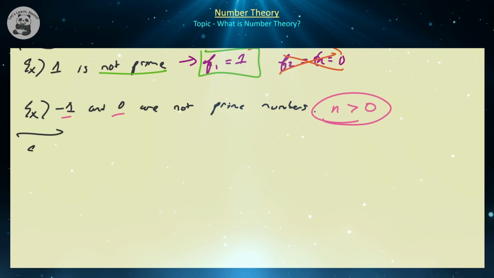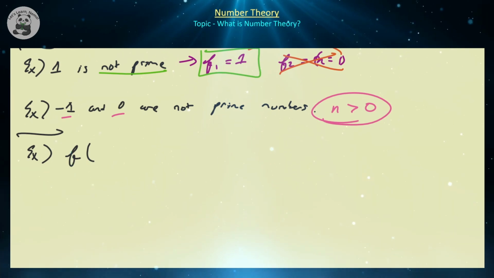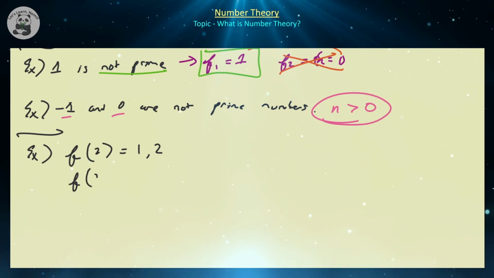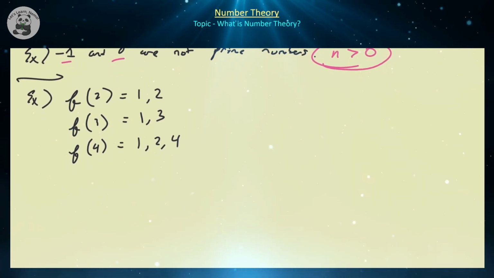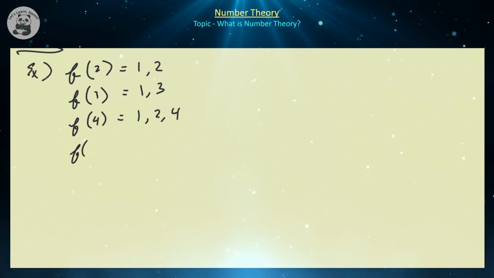So let's look at a few of the numbers greater than or equal to 2 and look at their factors. Let us assume f is a function that produces the factors of a number. In particular, the factors of 2 are going to be equal to 1 and 2. The factors of 3 are going to be 1 and 3. The factors of 4 are going to be 1, 2, and 4. 3 does not divide evenly into 4. The factors of 5 are going to be 1 and 5.